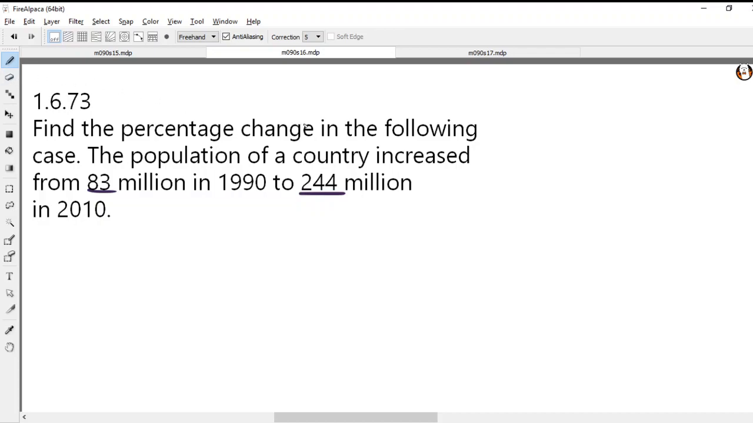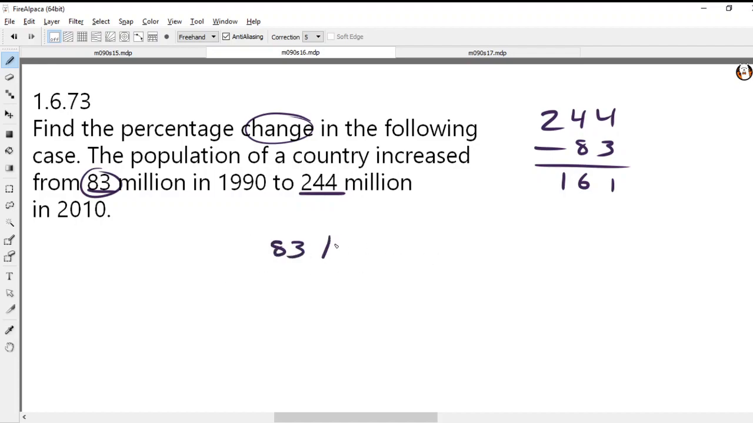Well, the first key on what we're going to do here is change. I'm going to take 244 and subtract 83 from it to get the amount of change. 161. Okay. And then what number did we start with? 83. So I'm going to take 83 and divide it into 161. I'm going to tack on a few decimal places here. So 83 doesn't go into 16, but it goes into 161 one time.